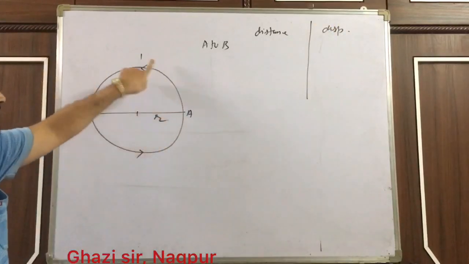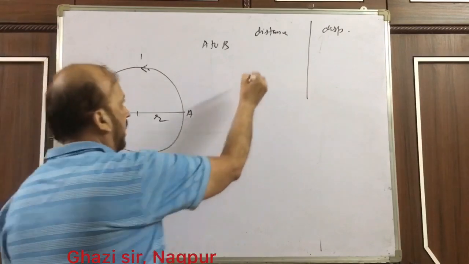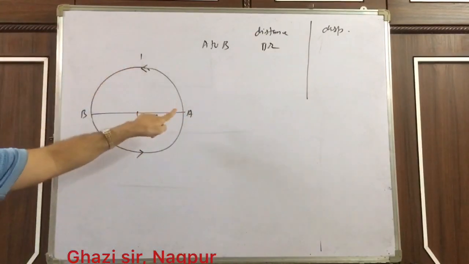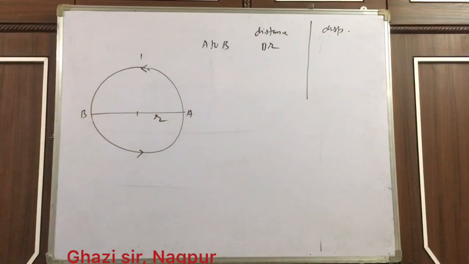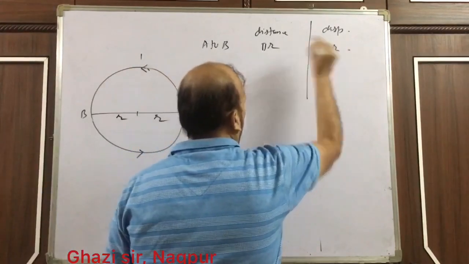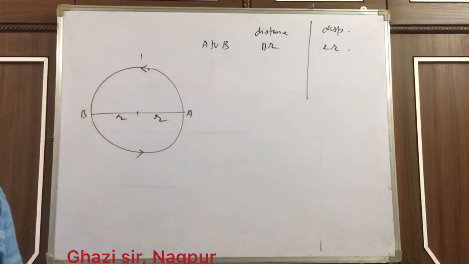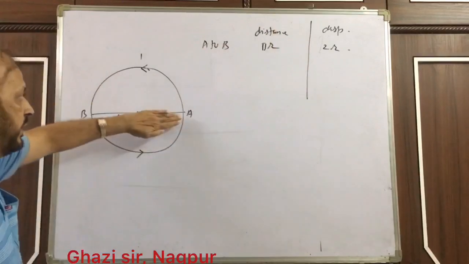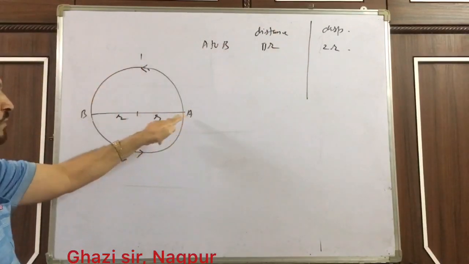Distance would be half the circumference, that is pi r. The total is 2 pi r, so half of that would be pi r. But displacement is the shortest distance, so this is r plus r, that is equal to 2r. So now distance and displacement are different. This would be distance and this would be displacement.